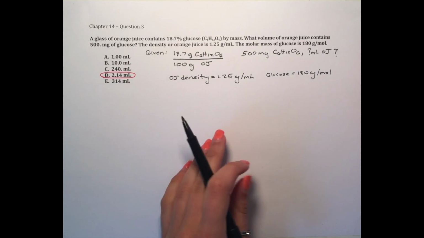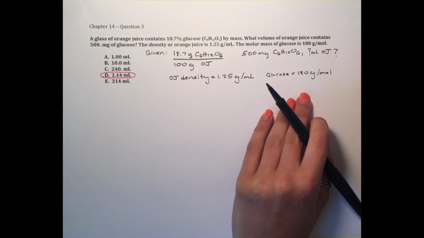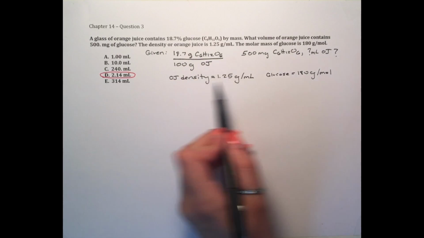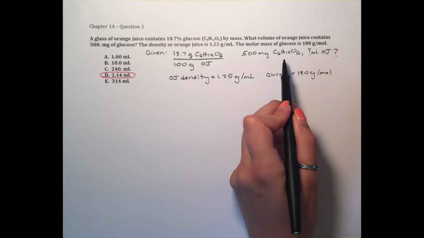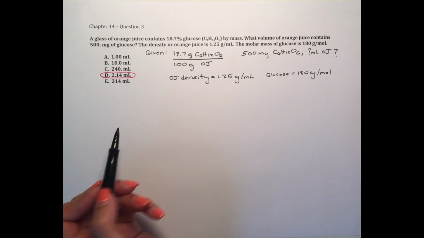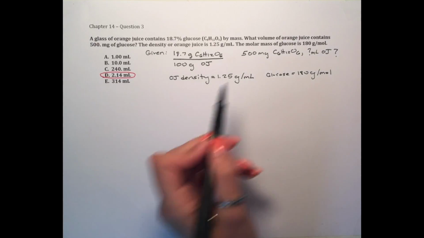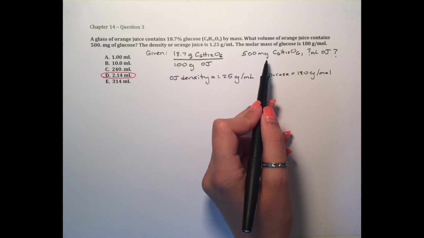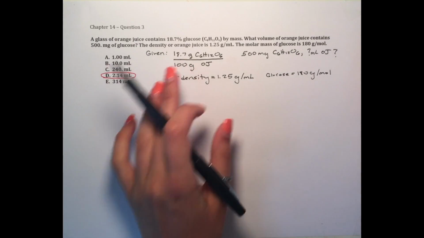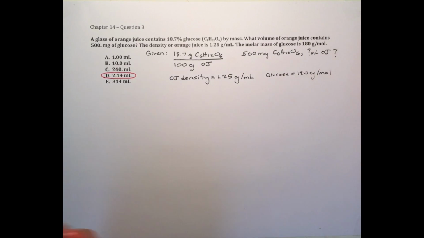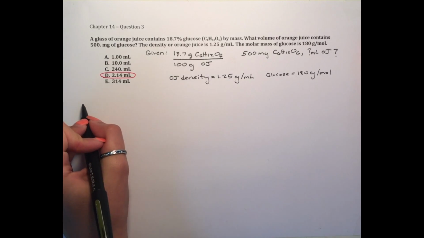So let's figure out which value we should start out with when we go about answering our question. We were given a percent by mass, a density of the solution, and then we were given a mass of the solute and molar mass of the solute. So the only definitive quantity we were given was mass of the solute, because percent by mass and density are typically conversion factors, and so is molar mass. So let's start with 500 milligrams of glucose.